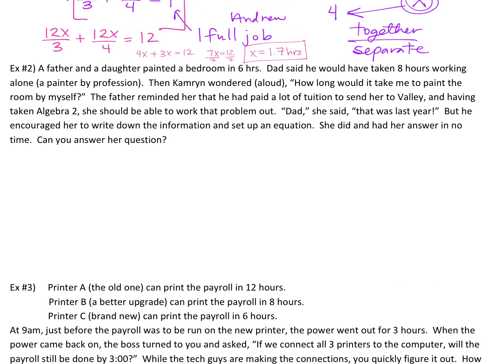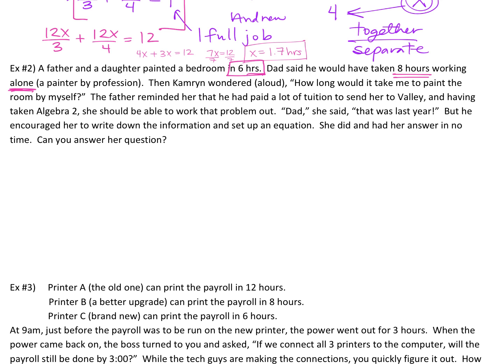Okay, 2 more problems. Example number 2. Pardon all the words. A father and a daughter painted a bedroom in 6 hours. Dad said he would have taken 8 hours working alone. He's a painter.